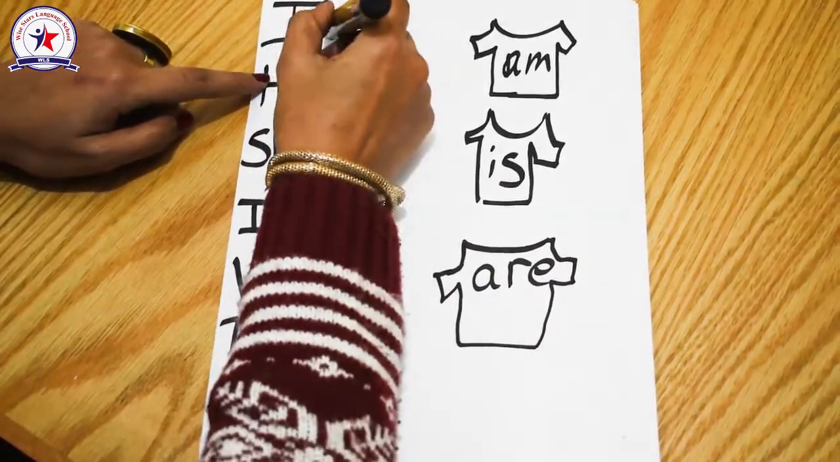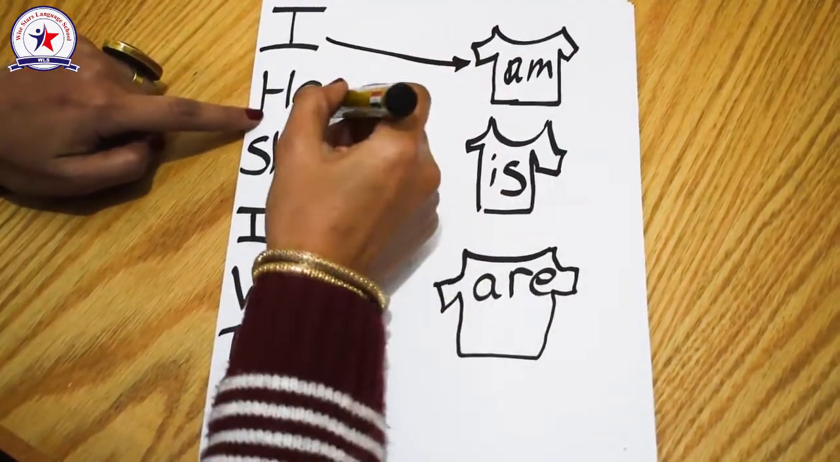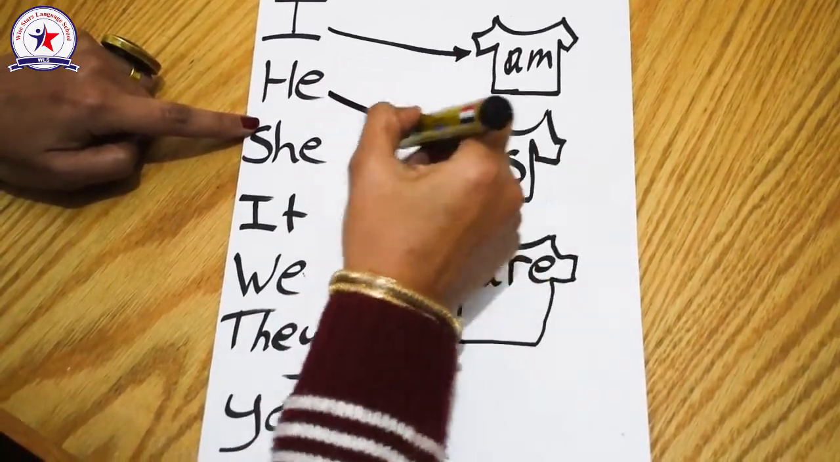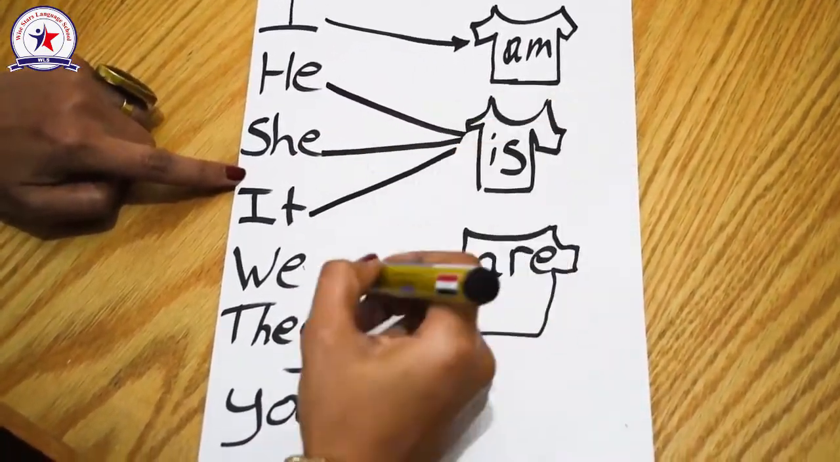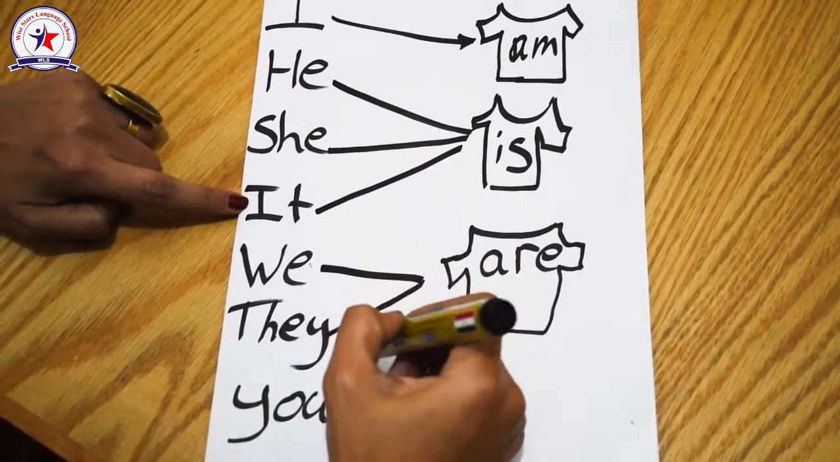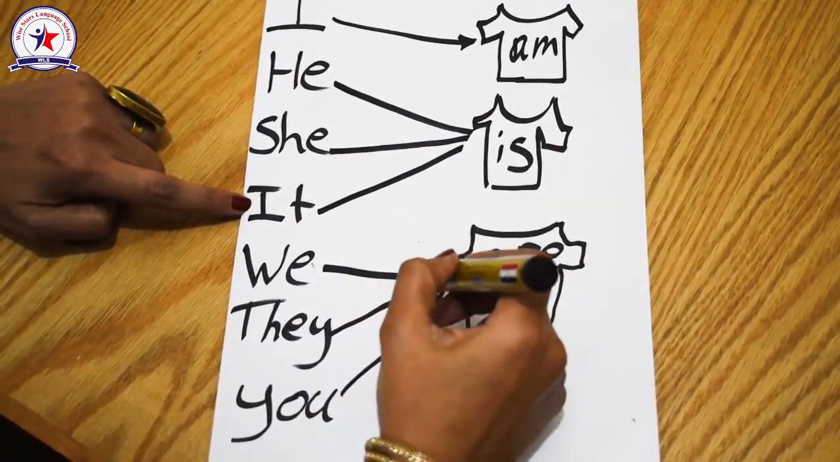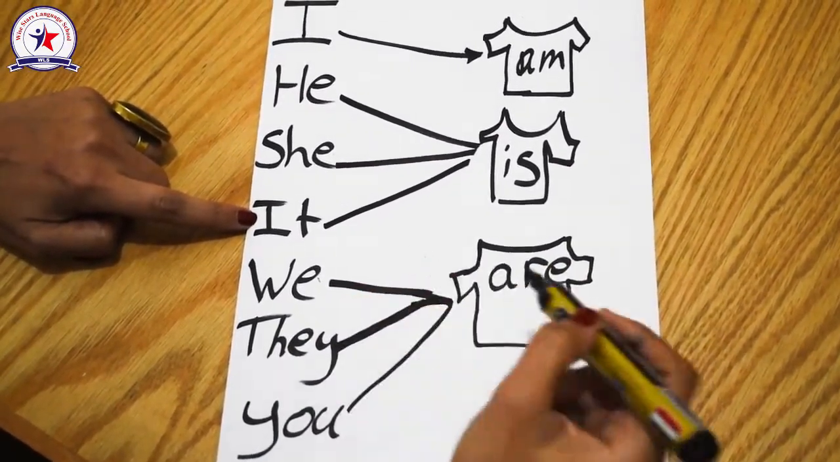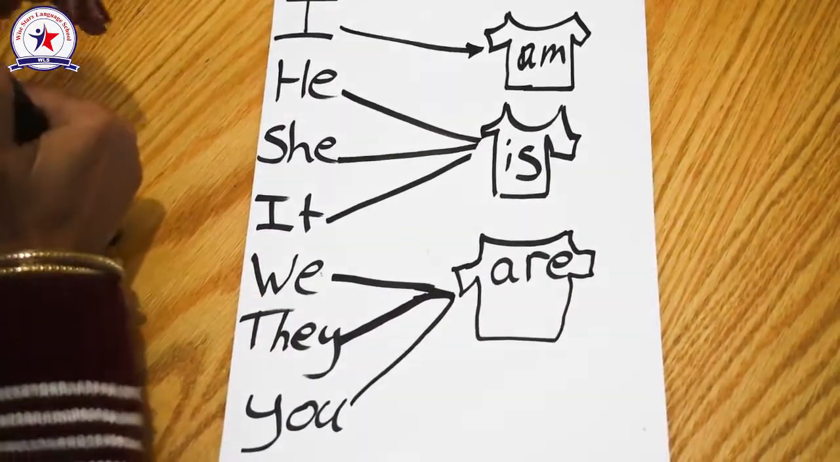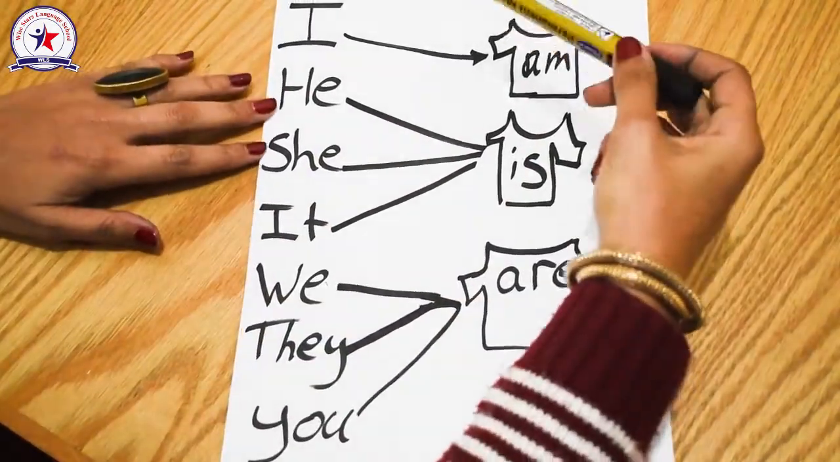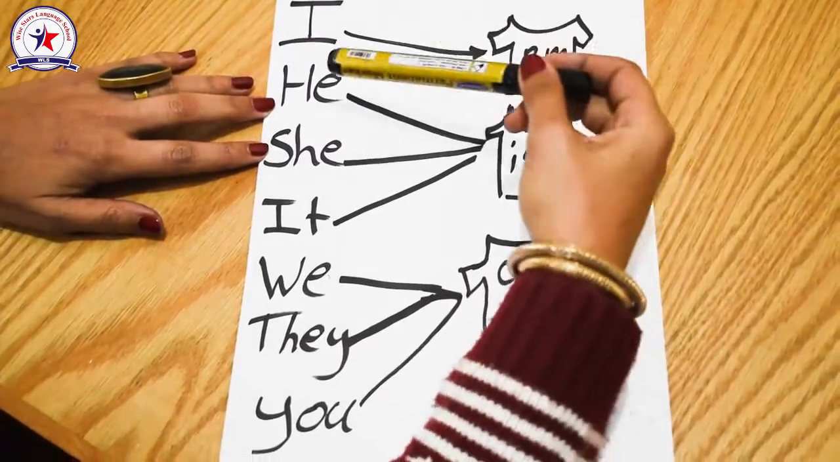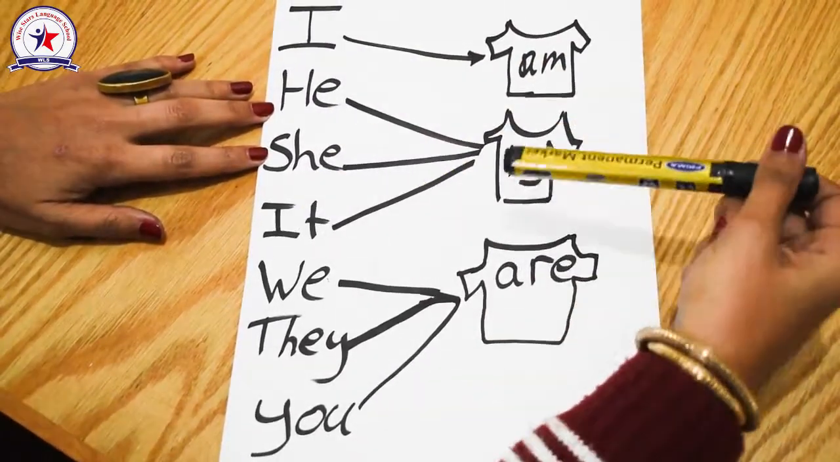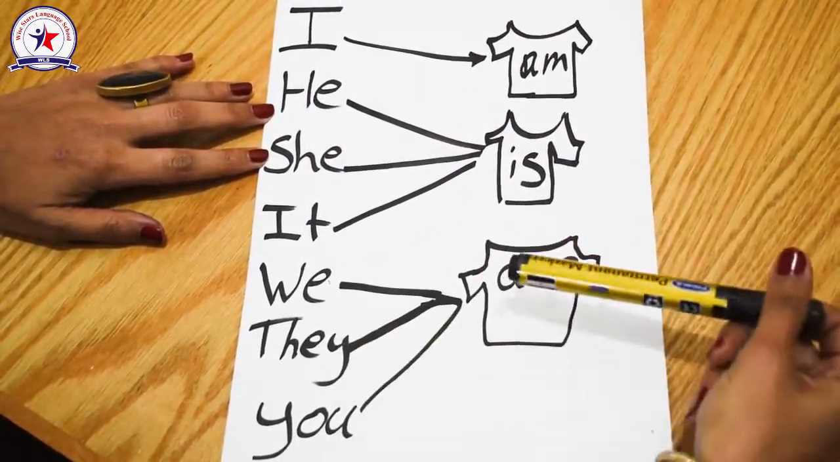I takes am, he, she, it takes is, we takes are, and they and you take are. So now we have the base for the present continuous. I am, he, she, it is, we, they, you are.